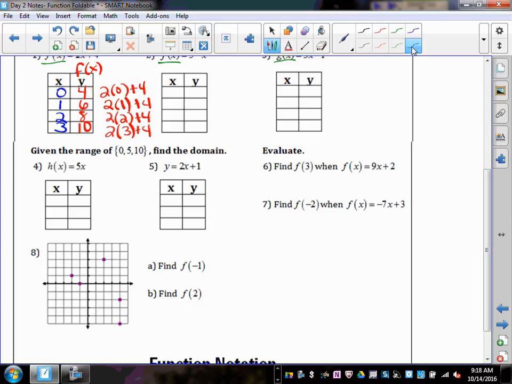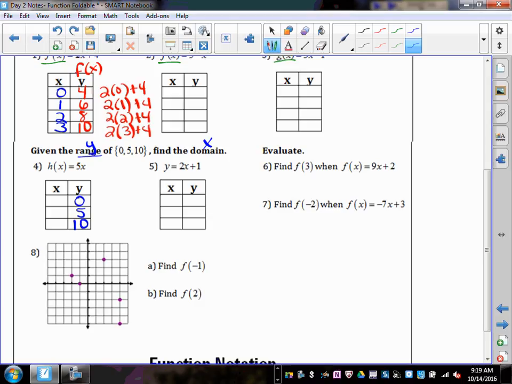So here they went backwards, right? They gave us the range. Range is which one? Good, your range are your y values. So my y values are 0, 5, and 10. Then they want us to find the domain. A little bit trickier, right? They've given us this, now we have to solve for x. So domain are my x values.